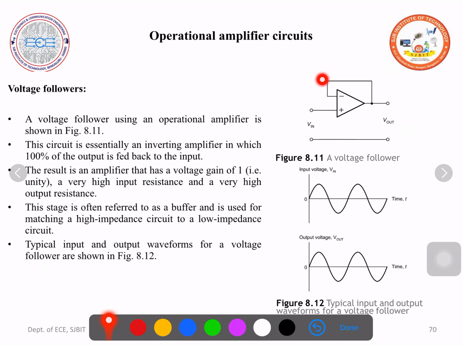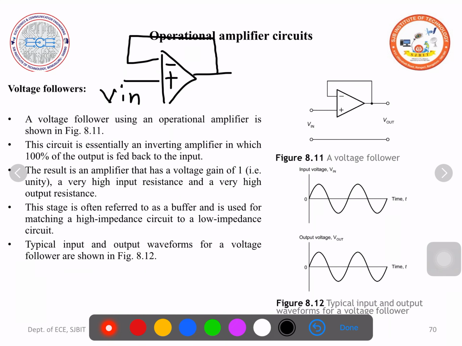So a very simple circuit. Draw the operational amplifier, inverting terminal, non-inverting terminal. Here apply the input, then 100% of the output is fed back to the inverting terminal. That's all the circuit. Then you may ask, what is this? This is a ground line, common rail.